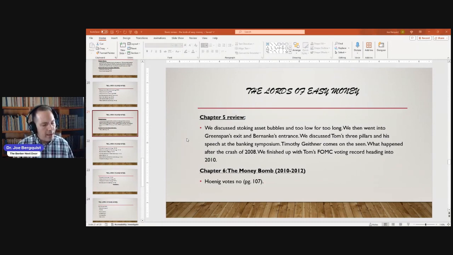So we have Tom having the no vote, and then he leaves DC and comes home, and his wife sees how much stress this is putting on him, how much of a toll it's taking on him physically at this point. We'll get into it a little bit later, but Tom's not super young anymore. He's 65 at this point, and coming toward the end of his career at the Fed.